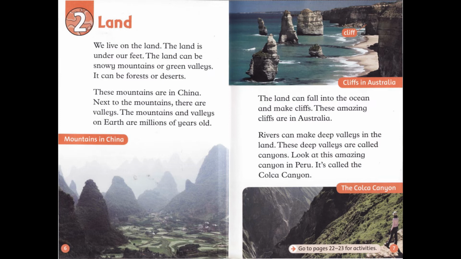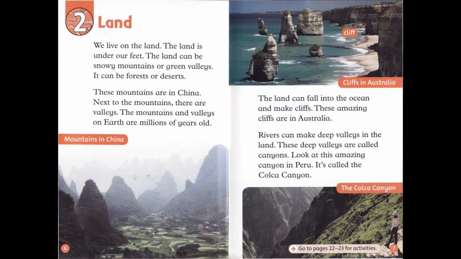Rivers can make deep valleys in the land. These deep valleys are called canyons. Look at this amazing canyon in Peru. It's called the Colca Canyon.